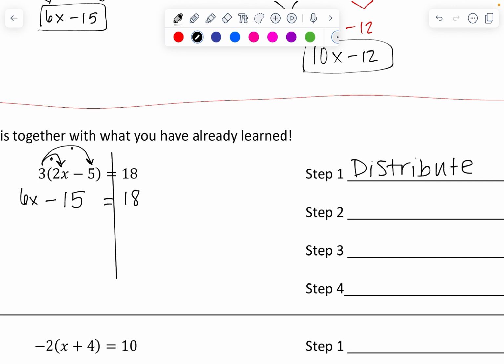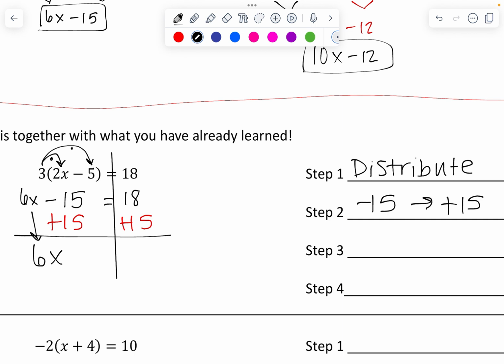Okay, step 2 then would just be to undo the subtraction. So instead of minus 15, we're going to do the opposite and do plus 15. So all we're doing is adding a step to what we've already been practicing. So bring down the 6x. 18 plus 15 is 33.